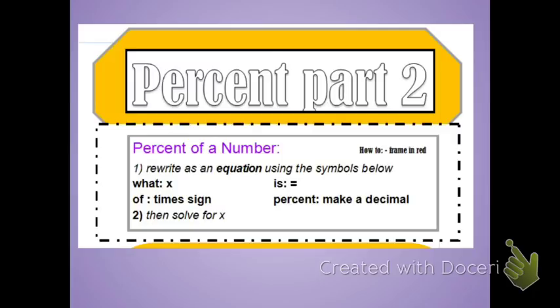So when you see the word what, you're going to put an X. Do you see it? When you see the word is, you're going to put an equal sign. When you see the word of, you're going to put a times sign, right? Because we know of means times. And for our percents, we're going to make them into decimals. Those are really the only four things that you need to know to solve these. So let me show you what this is going to look like.